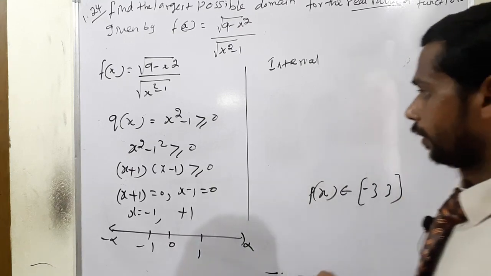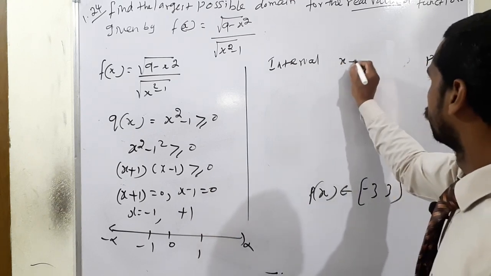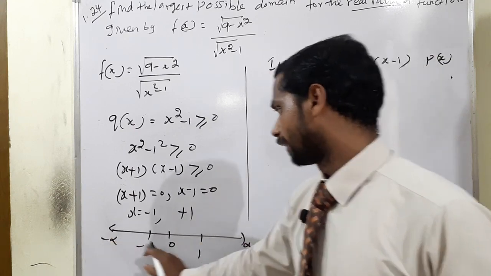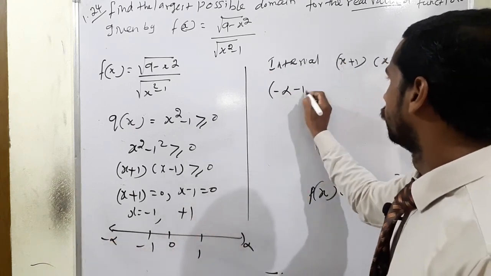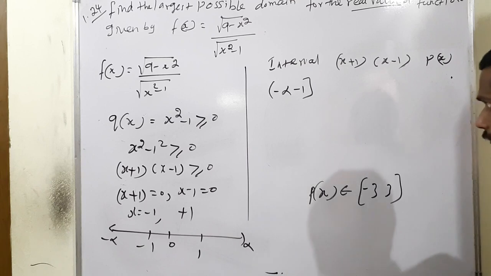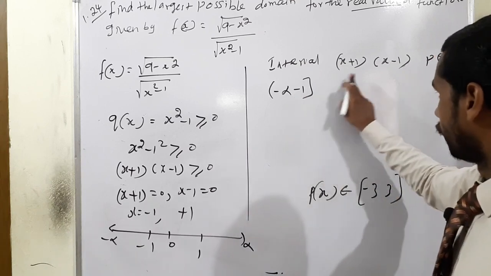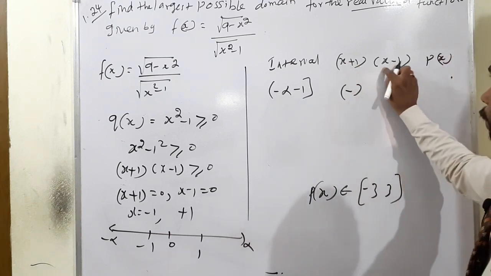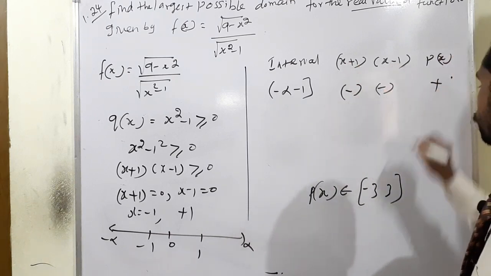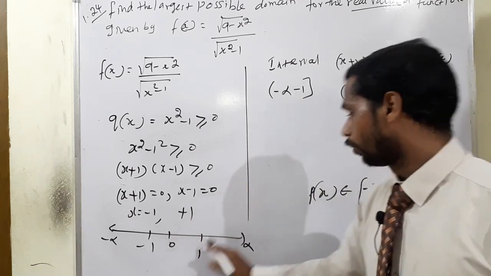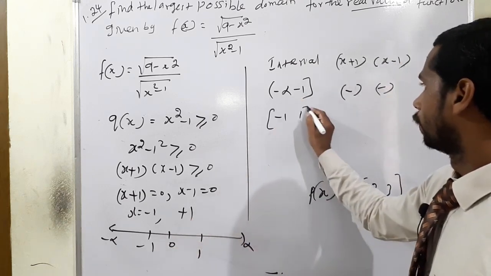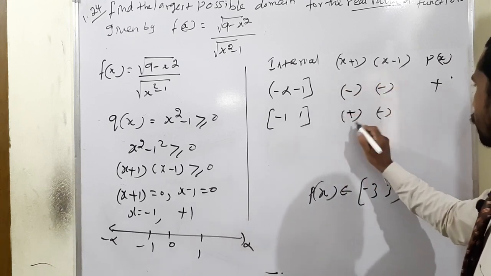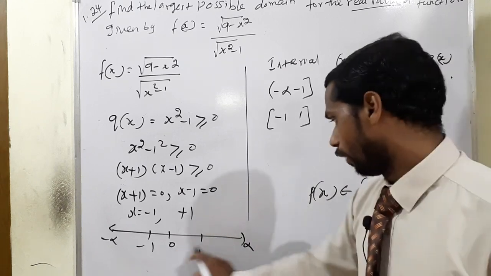Here we take (x plus 1) into (x minus 1). What will happen? First interval, minus infinity to minus 1. In between, say minus 2: minus 2 plus 1 is a minus sign, minus 2 minus 1 is minus, minus into minus gives plus. Next case, minus 1 to positive 1. In between, 0: 0 plus 1 is positive, 0 minus 1 is minus, plus and minus gives minus. Again, 1 to infinity.